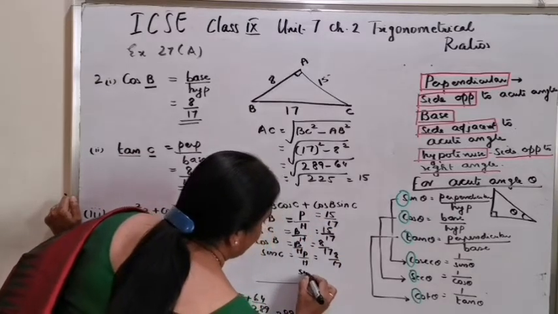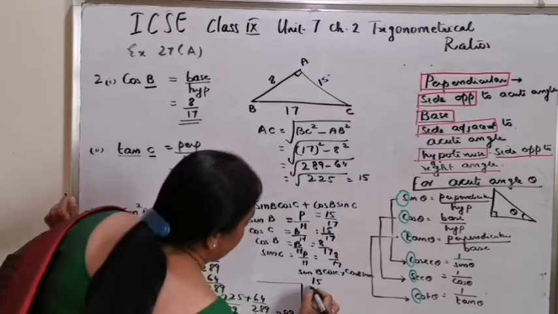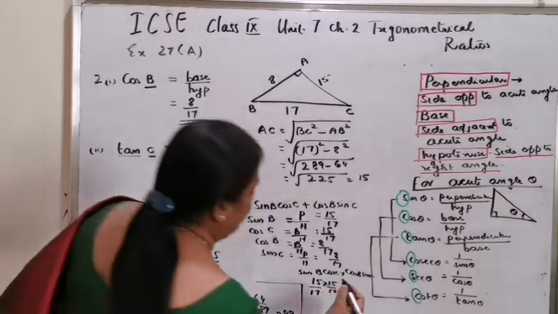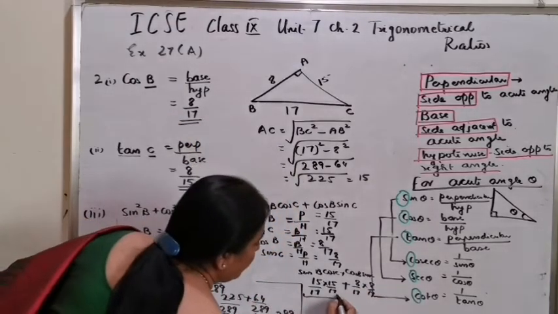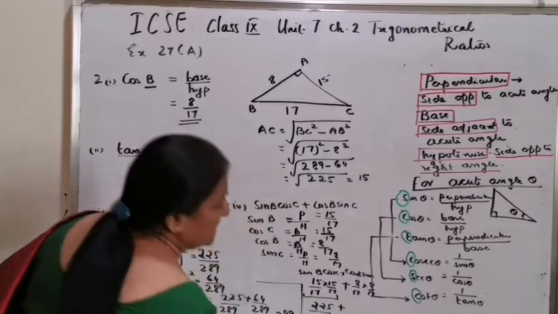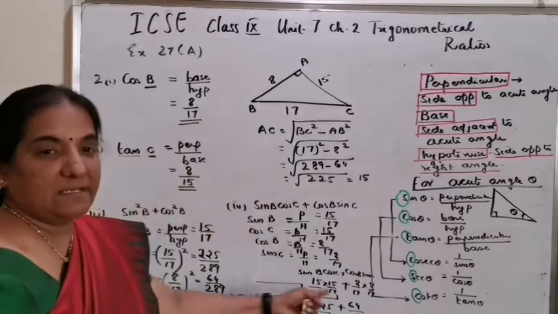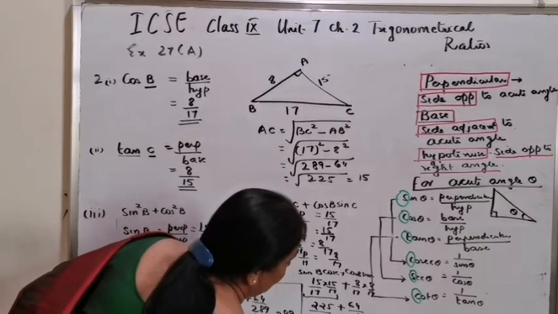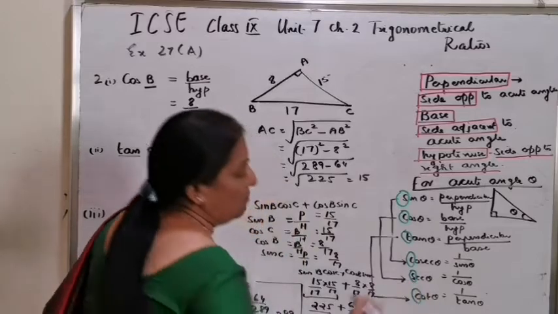So sin B cos C plus cos B sin C is the same as 15 by 17 into 15 by 17 plus 8 by 17 into 8 by 17. That is 15 into 15 is 225 by 289 plus 8 into 8 is 64 by 289. It's the same answer as before. 225 plus 64 by 289, 289 by 289, which is equal to 1.